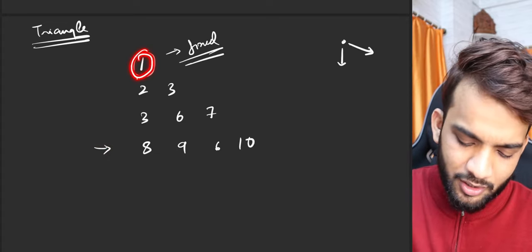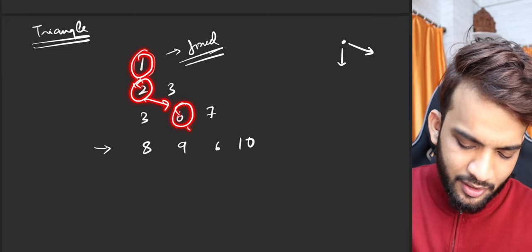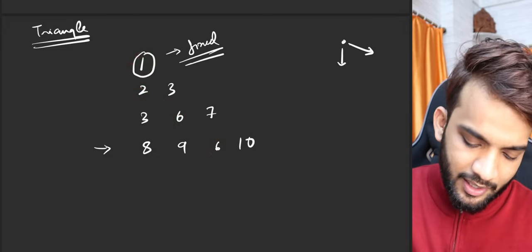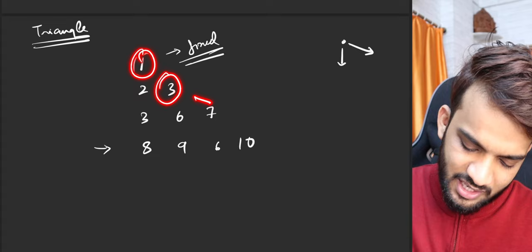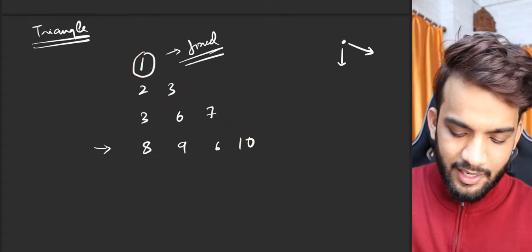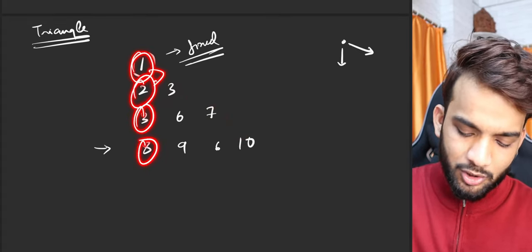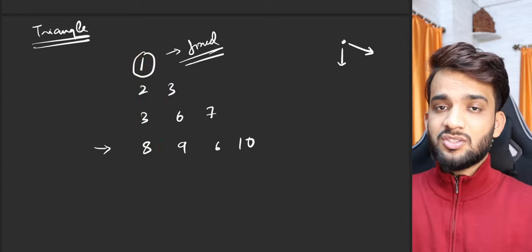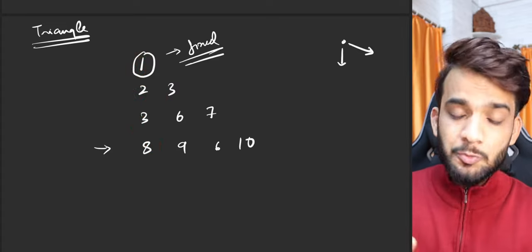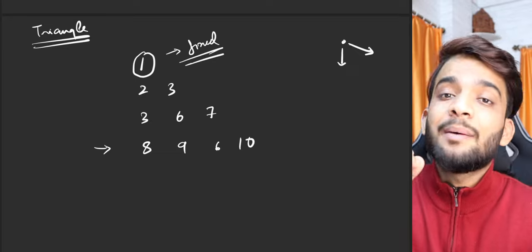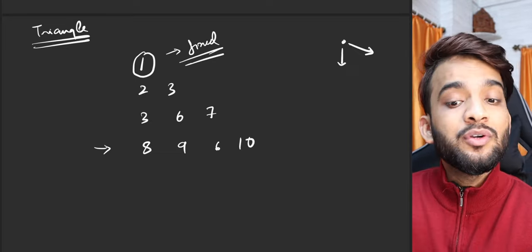You might go from here to here, then from here to here, then from here to here. There can be some path like 1 to 3, 3 to 7, 7 to 10. There can be something like 1, 2, 3, 8, right bottom. There can be a lot of paths, okay? And in these paths, whichever path takes the minimum path sum, you have to tell me that.